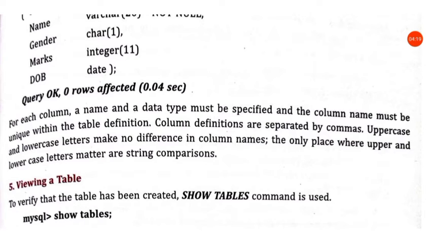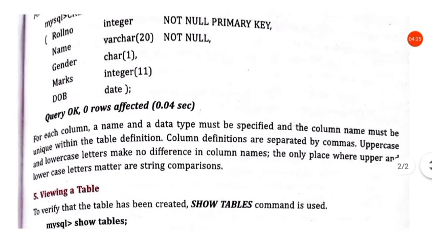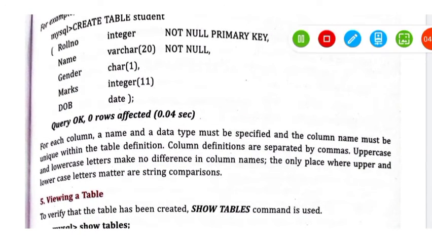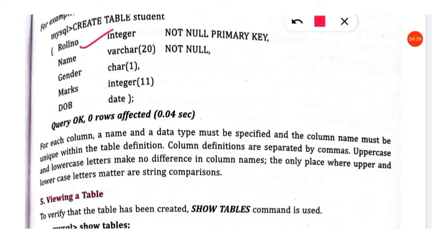So for each column, a name and a data type must be specified and the column name must be unique within the table definition. So you can see each column name is different: roll number, name, gender, marks, date of birth, each column is having a different name. So column name must be unique and column definitions are separated by commas.